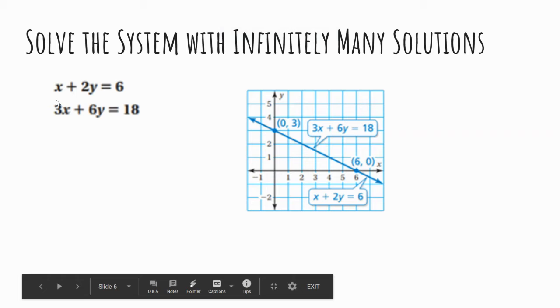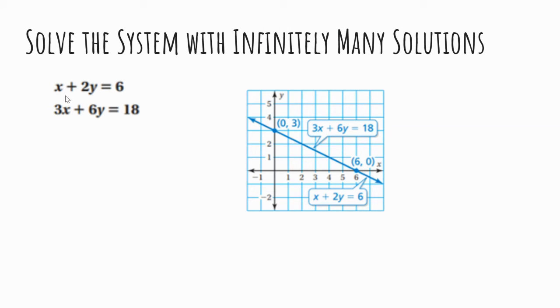So that means, let's do this one here. (0, 3) is true here. If I put in 0 and 3, I get 6. If I put in 0 and 3 here, I get 18. So (0, 3) is a solution to this equation. But so is (4, 1). If I put in 4, 4 plus 2 times 1 is 6. 4 times 3 is 12, plus 6 times 1 is 6. 12 plus 6 is 18. That's also a solution to this equation.